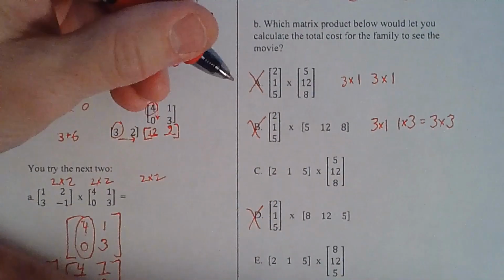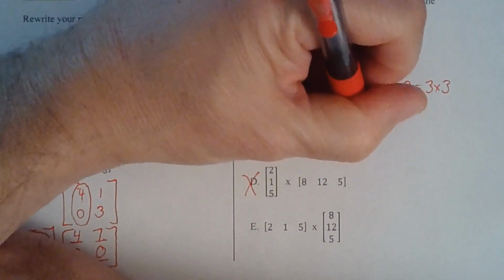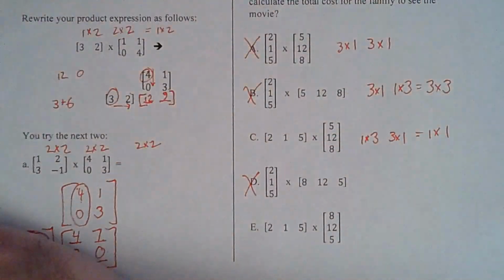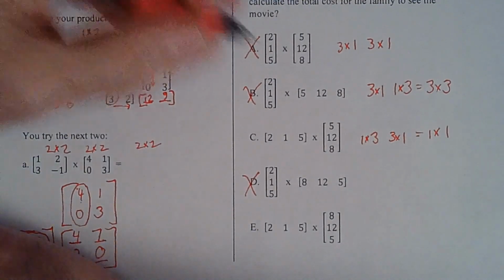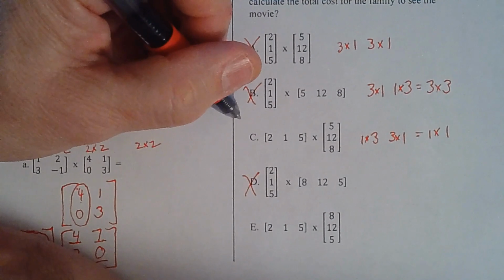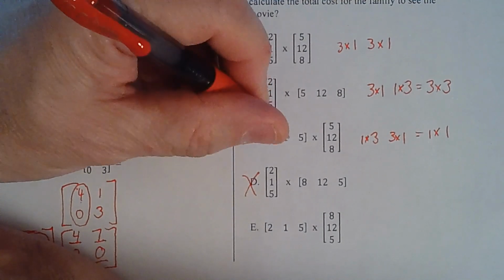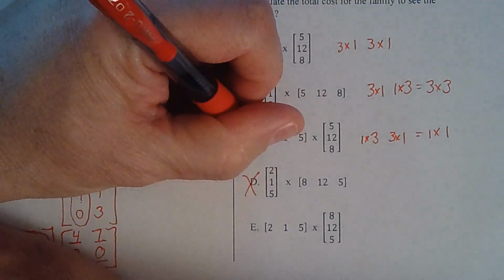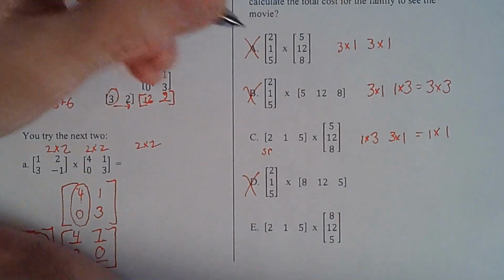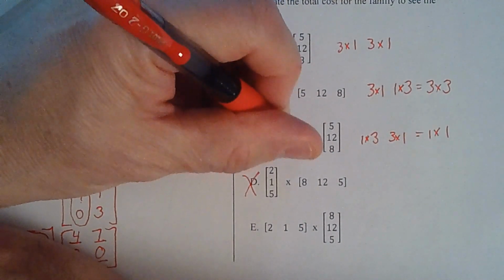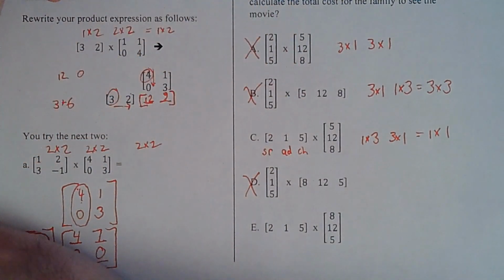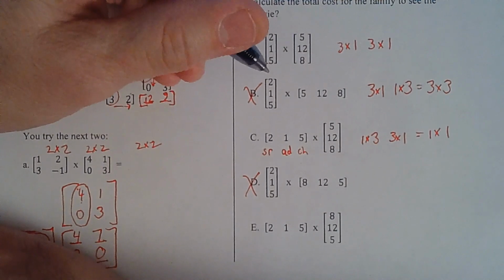So now we're left with C and E. And with C and E, in each of them we have a 1 by 3 multiplying a 3 by 1, and that's going to give us a 1 by 1. Well, that's what we're looking for, a single number. If you take a look at the numbers within the matrices, the 2, 1, and 5 in the first matrix correspond with the family members. The 2 represents the senior citizens, the 1 represents the adults, and the 5 represents the children. If you multiply the first matrix in C by the second matrix, you'll see how magically this really works out.